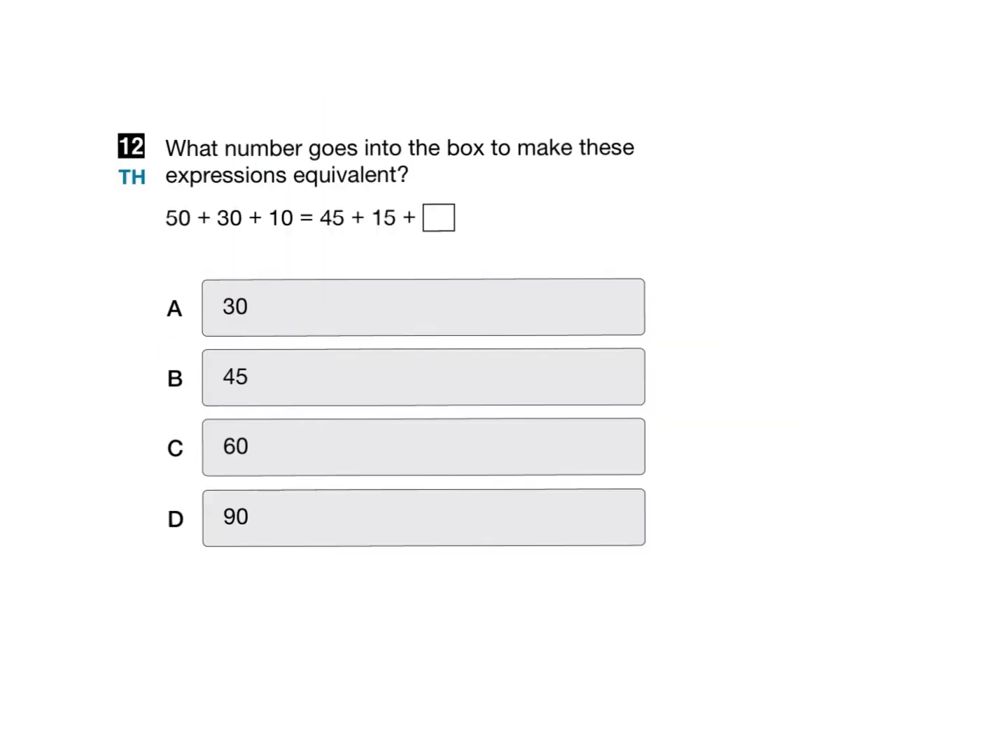Very good. Okay, our last question is a thinking question. It says, what number goes into the box to make these expressions equivalent? So another question that asks us to find two things that are equivalent. Okay, so let's look at this. On the left side, we have 50 plus 30 plus 10. It says that all of this is equal to all of this. Well, first we should figure out what's 50 plus 30 plus 10.